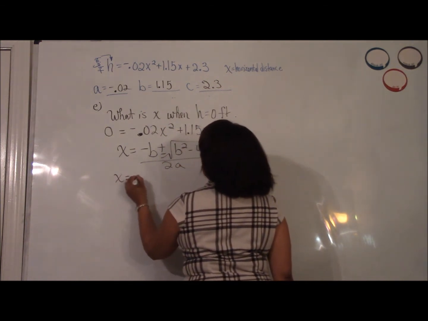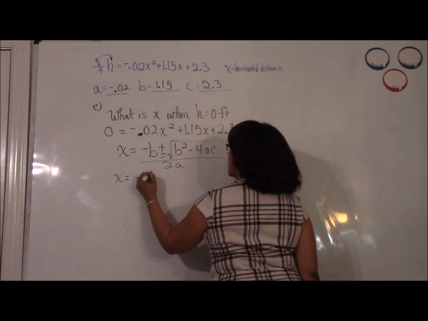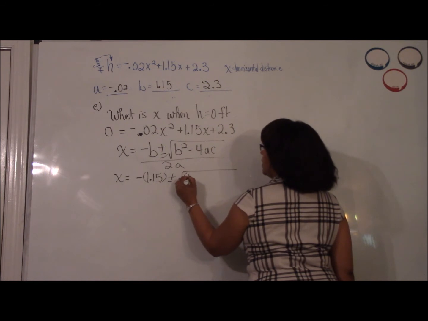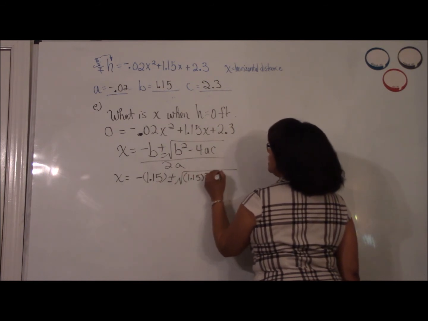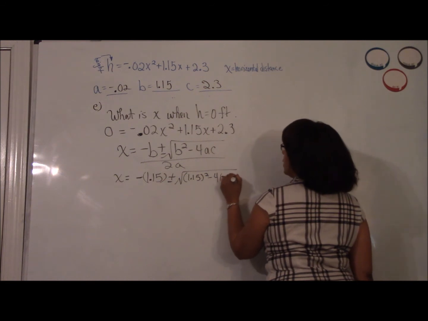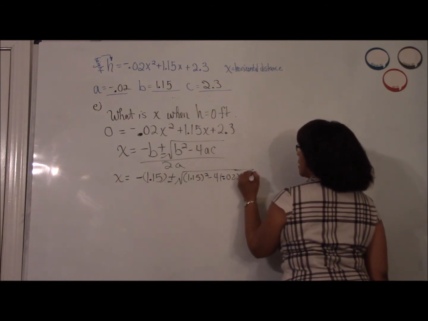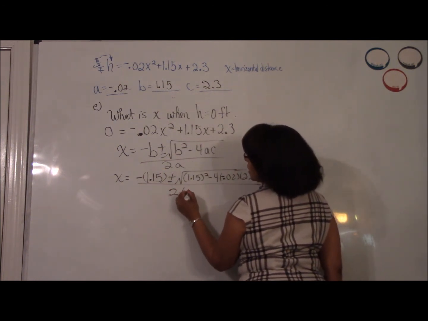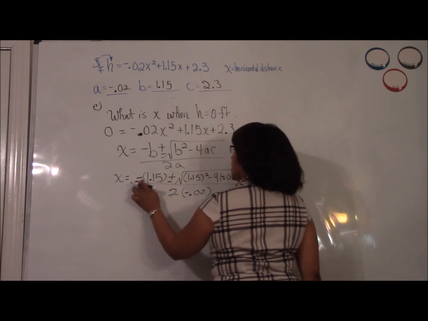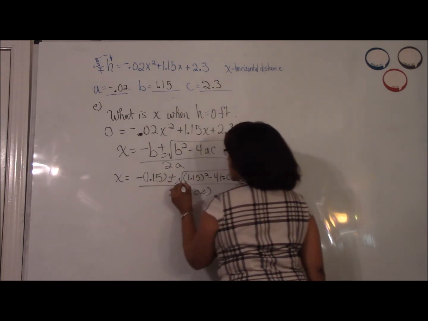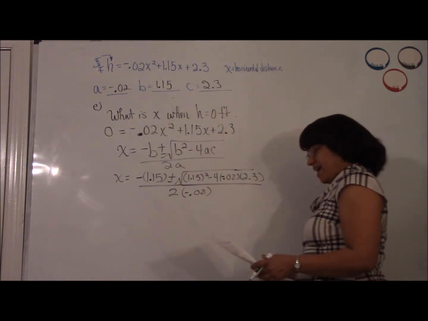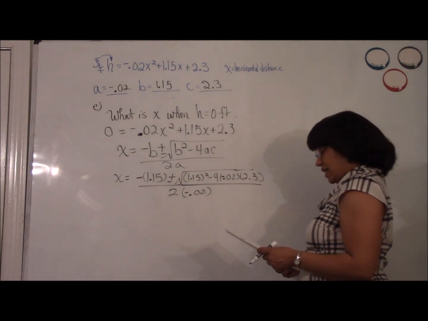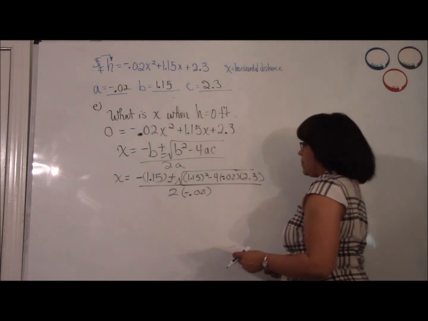So x is equal to the opposite of b plus or minus square root b squared minus 4 times a, negative 0.02, times c, divided by 2a. So now you're just plugging in. Okay, and so after you've plugged in, you want to compute and find out what you're going to get.